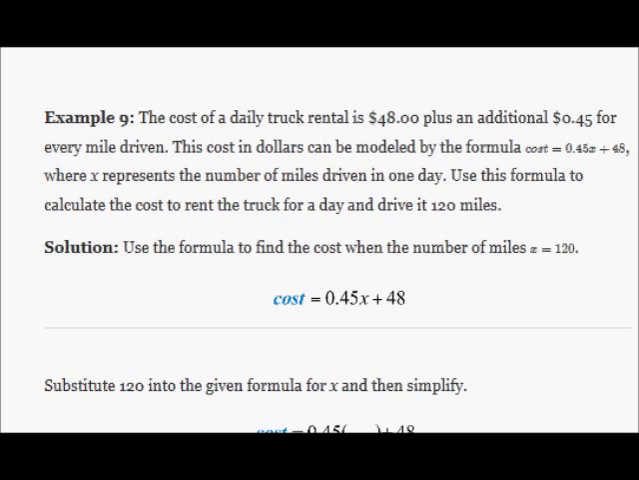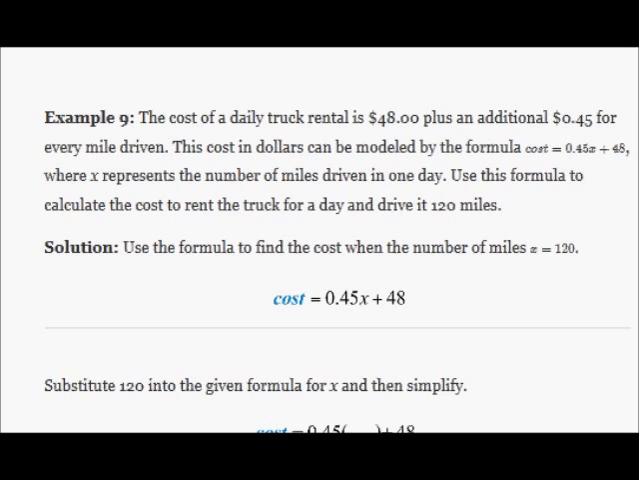Cost of a daily truck rental is $48, plus an additional 45 cents for each mile driven. This cost in dollars can be modeled by the formula cost equals 0.45x plus 48, where x represents the number of miles driven in one day. Use this formula to calculate the cost to rent the truck for a day and drive it 120 miles. Okay? So, x is going to be 120, right? Because that's the number of miles.